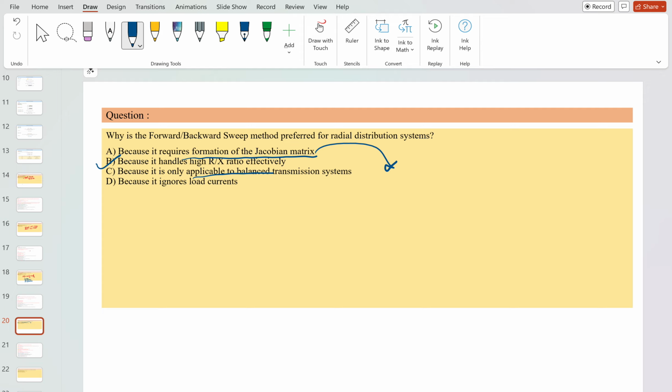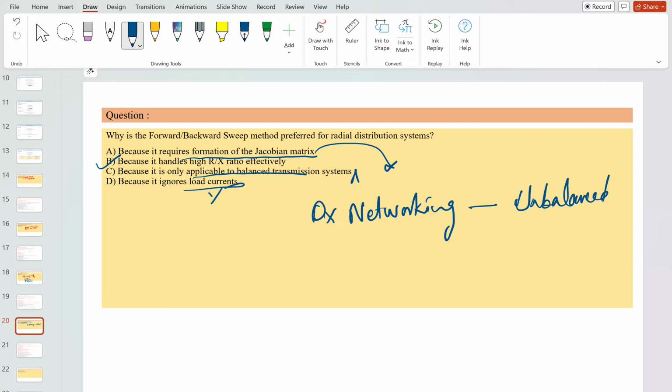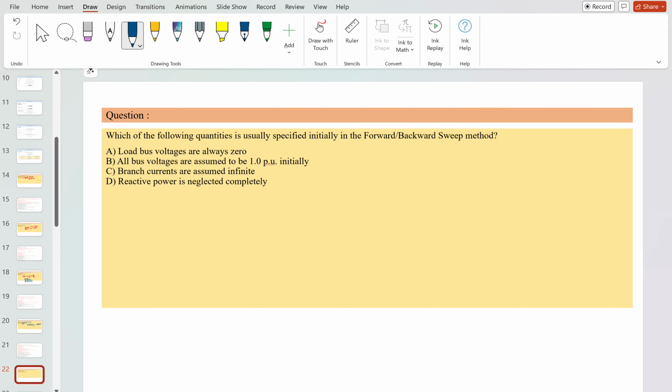And also, it is applicable only to balanced networks. No, distribution networks are basically unbalanced. We have already seen that in the first tutorial session; they are mostly unbalanced. It ignores load current: false. We need load current for that. Okay, let's move forward, try to see this.